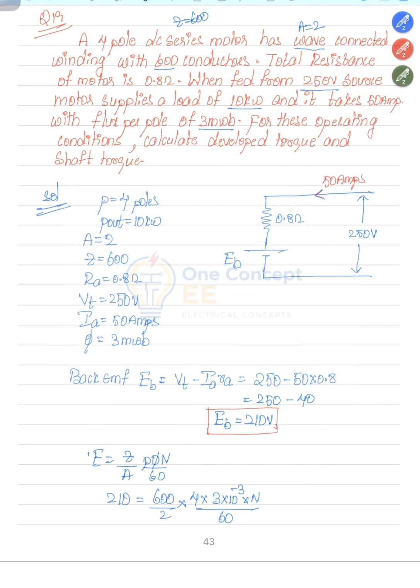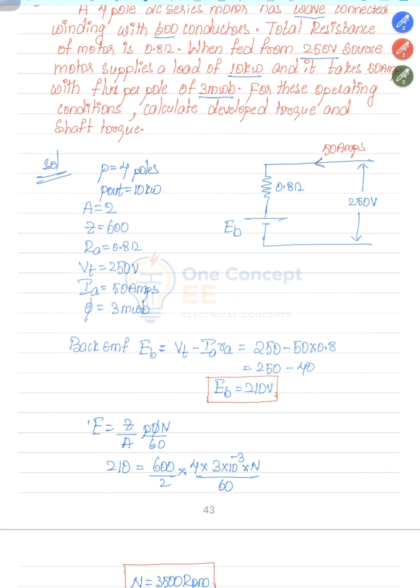Okay, let's write down the data here. The number of poles is 4, the output power, meaning shaft power, is 10 kilowatt, and the number of parallel paths is 2 because of wave winding. The number of armature conductors is 600, the armature resistance is 0.8 ohm, the terminal voltage is 250 volts, drawing a load current of 50 amps, and the flux is 3 milliweber. With these conditions, we can find the back EMF of the motor. Back EMF of the motor is EB equal to VT minus IA RA. By substituting in the formula, I found a back EMF of 210 volts.